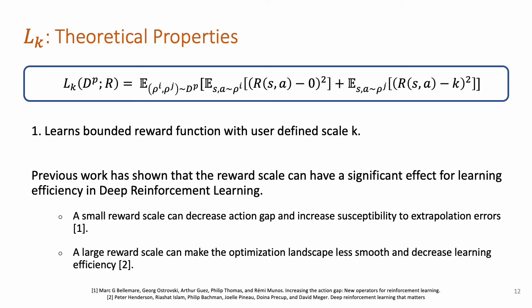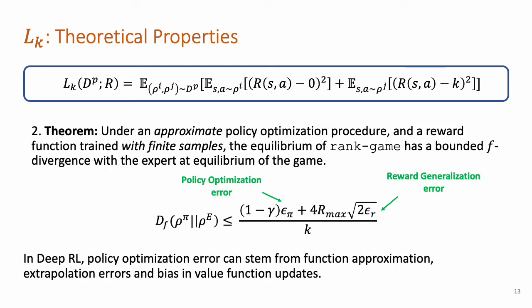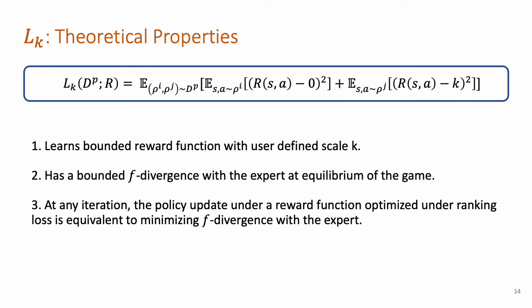Reward scale can have a significant effect on learning efficiency in deep reinforcement learning, as has been found by prior methods. Second, we also show that when the two-player RankGame reaches equilibrium using this ranking loss, the agent visitation obtained is close in f-divergence to the expert visitation, in a bound that depends linearly on policy optimization error and the reward generalization error. Finally, at each iteration of RankGame, the policy update under a reward function that is optimized using the ranking loss will minimize the divergence with the expert visitation distribution.